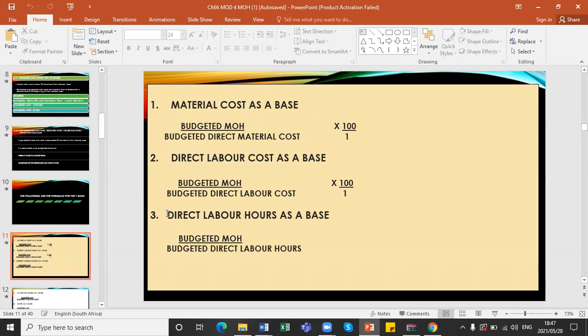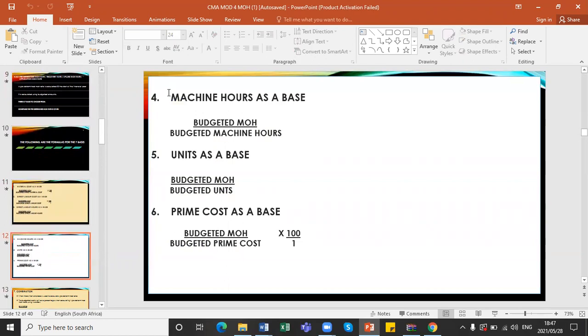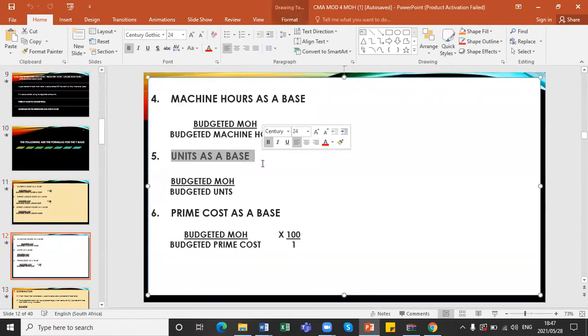If they say calculate a predetermined rate using labor hours as the base, then it's budgeted overheads over budgeted direct labor hours. And your answer here in number 3 will be in rands. If they say calculate a predetermined rate using machine hours as the base, then it's budgeted overheads over budgeted machine hours. And here your answer will also be in rands. If they say calculate a predetermined rate using units as the base, then it's budgeted overheads over budgeted units. If they say calculate a predetermined rate using prime cost as a base, then it's budgeted overheads over budgeted prime cost.